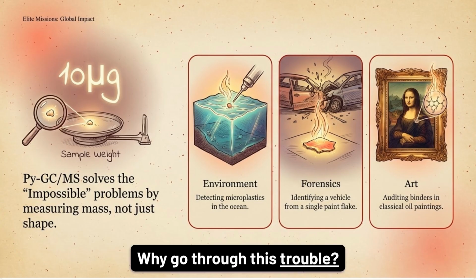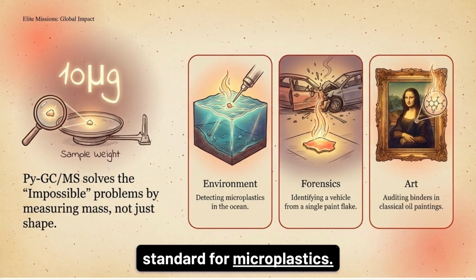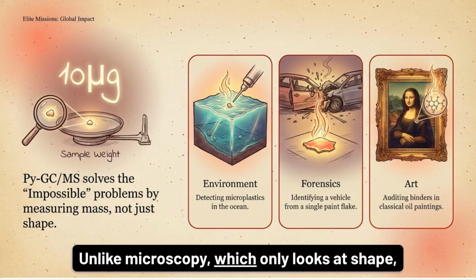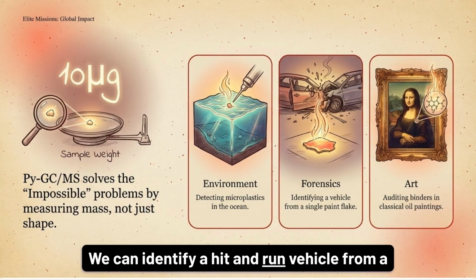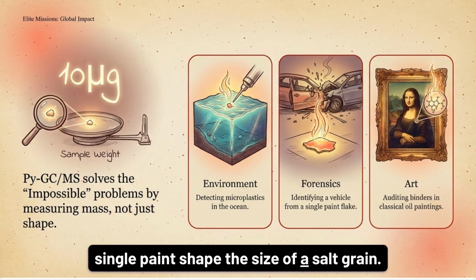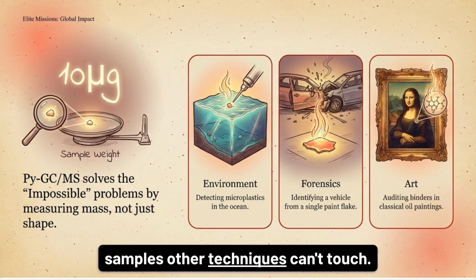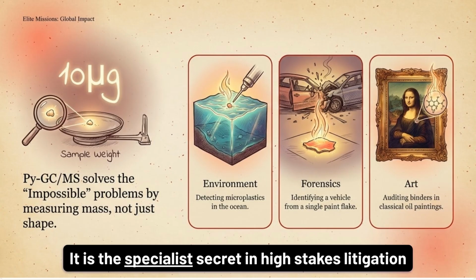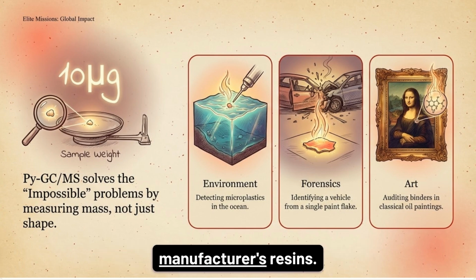Why go through this trouble? Because PYGC is the gold standard for microplastics. Unlike microscopy, which only looks at shape, we measure the actual polymer mass. We can identify a hit-and-run vehicle from a single paint chip the size of a salt grain. PYGC provides audit-proof evidence from samples other techniques can't touch. It is the specialist's secret in high-stakes litigation and environmental auditing. From one flake of paint, we can trace a manufacturer's resins.